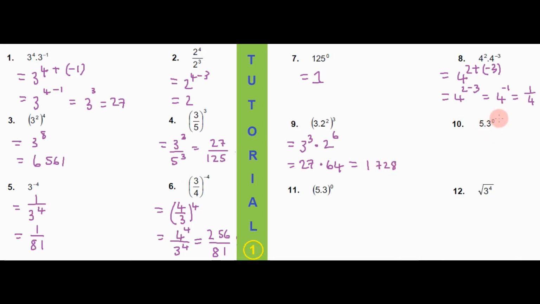Here 3 is raised to the power 0, so it's going to be 5 times 1, which is just 5. In 11, everything is raised to the power 0, so this is equal to 1. And in number 12, we can divide the power here by 2, because we have a square root. So it's 3 to the 4 divided by 2, which is 3 squared. And that's equal to 9.